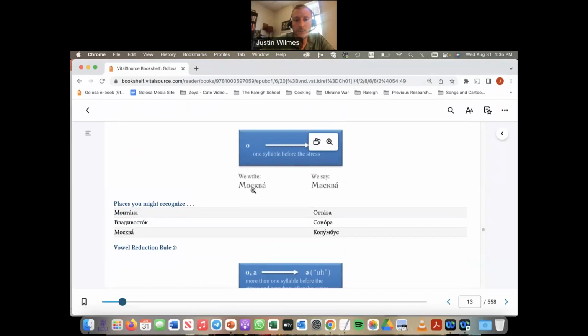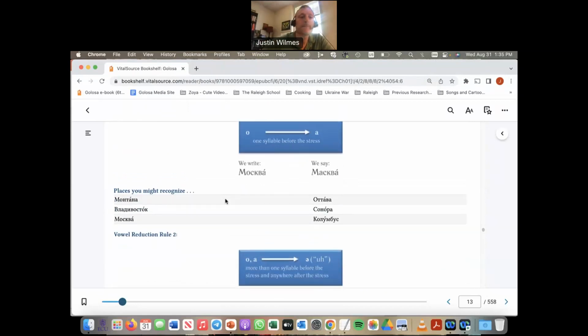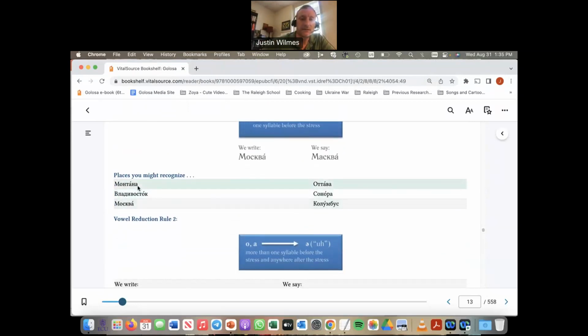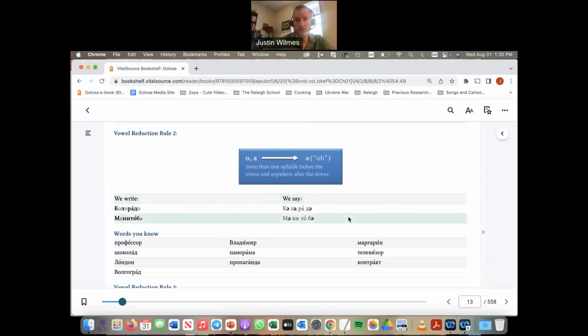So we write "Moskva," but we say "Maskva." Instead of an O here, it's more like an A. How about these words? Let's read these aloud. We have Montana. So it's not "Montana," but "Mahntana." Vladivostok, Moskva, Ottawa, Sonora, Columbus.